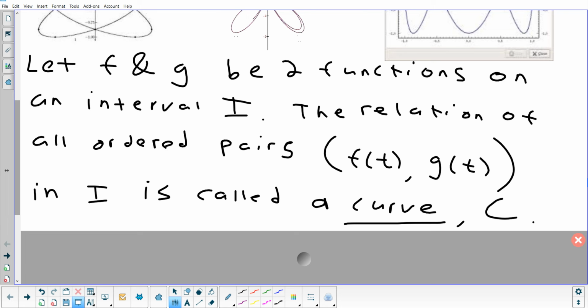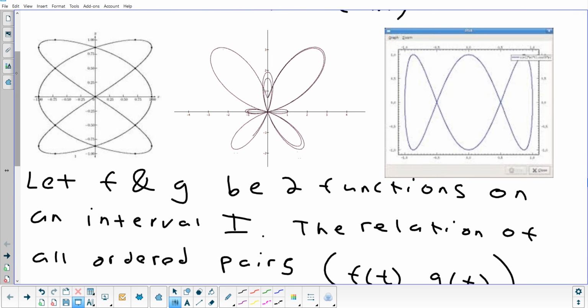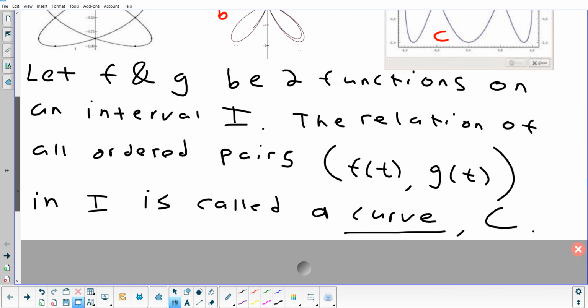And I'm calling that curve C. So what I could do is I could label these curves A, B, and C, and say to you, look at curve B. I can name the curve with a letter. Or say, look at curve C. Look at the pattern in it or something. So we can name the curve itself with a letter.